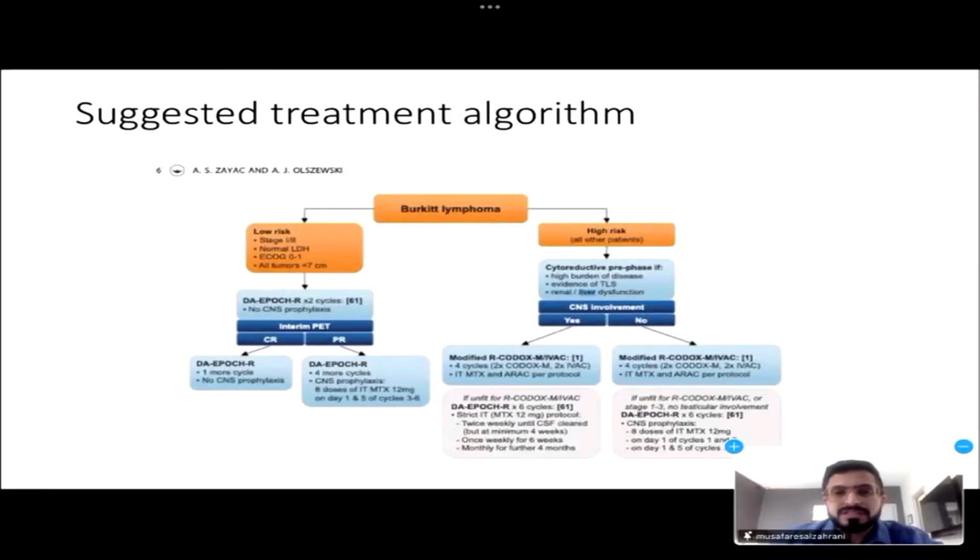A suggested algorithm was presented in a recent review article. For low-risk patients, you could use dose-adjusted EPOCH-R without CNS prophylaxis, and then conduct an interim scan. If they are in remission, you give one more cycle, for a total of 3 cycles. If they're in partial remission, you give a total of 6 cycles, so 4 more cycles. If they're high risk, you treat them with the MIGRATH protocol. And if they have CNS involvement, of course, you would give them more intrathecal chemotherapy.